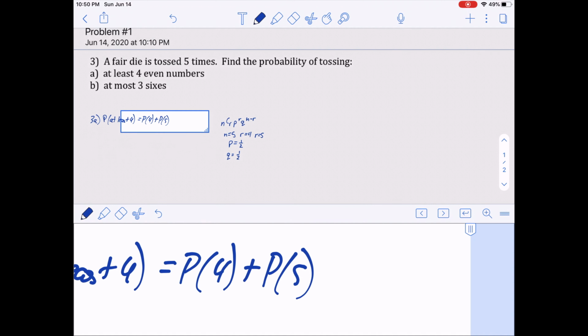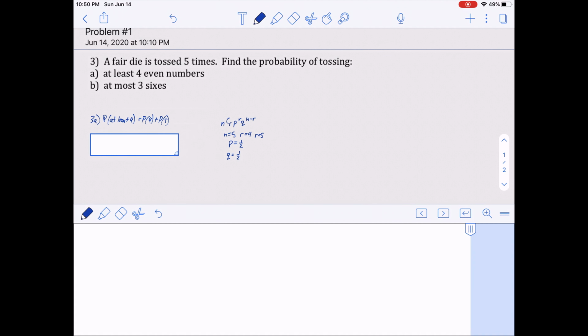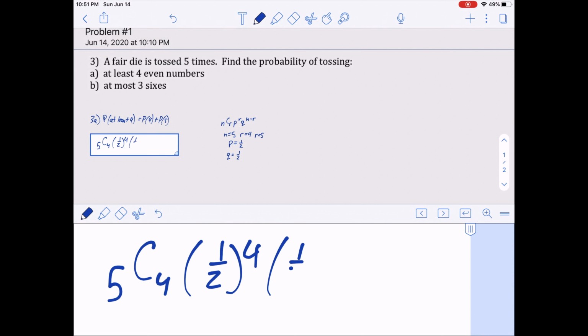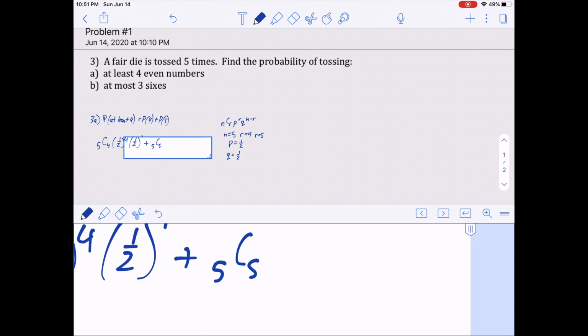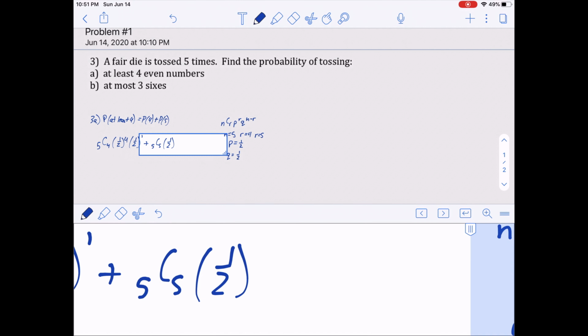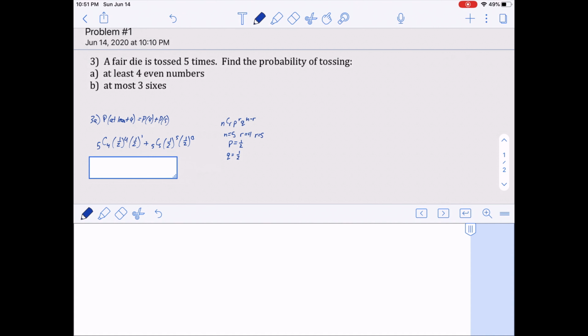So now to put this in, we're going to translate the P of 4 plus P of 5 into those nCr p to the r q to the n minus r formulas. So 5C4 times 1/2 to the power of 4 times 1/2 to the power of 1, plus 5C5 times 1/2 to the power of 5 times 1/2 to the power of 0.